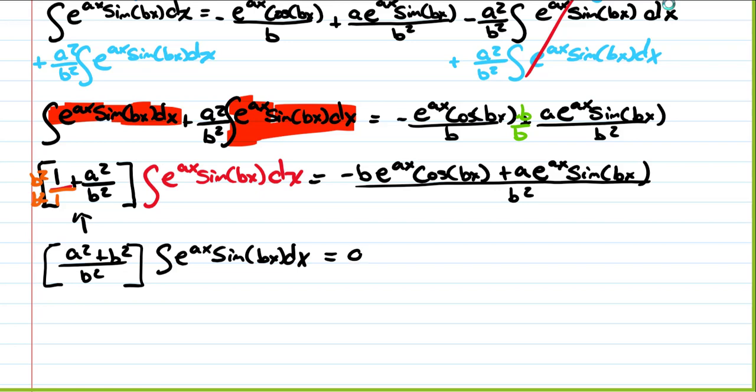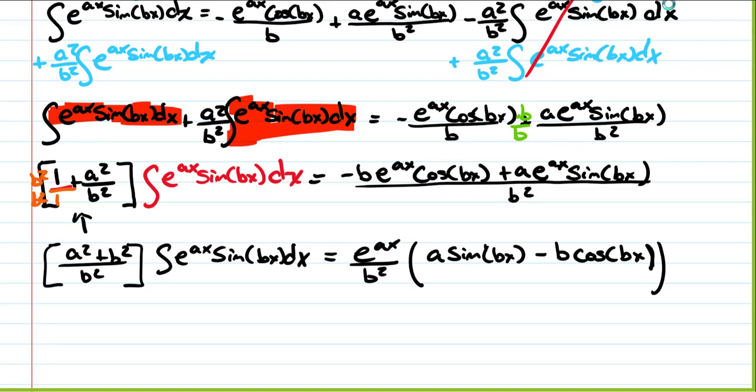I'm going to rearrange it to put the positive term first and factor out anything that's common. So we can factor out an e to the ax and a b squared, so that gives us e to the ax over b squared, and then that leaves behind a sine bx minus b cosine bx.